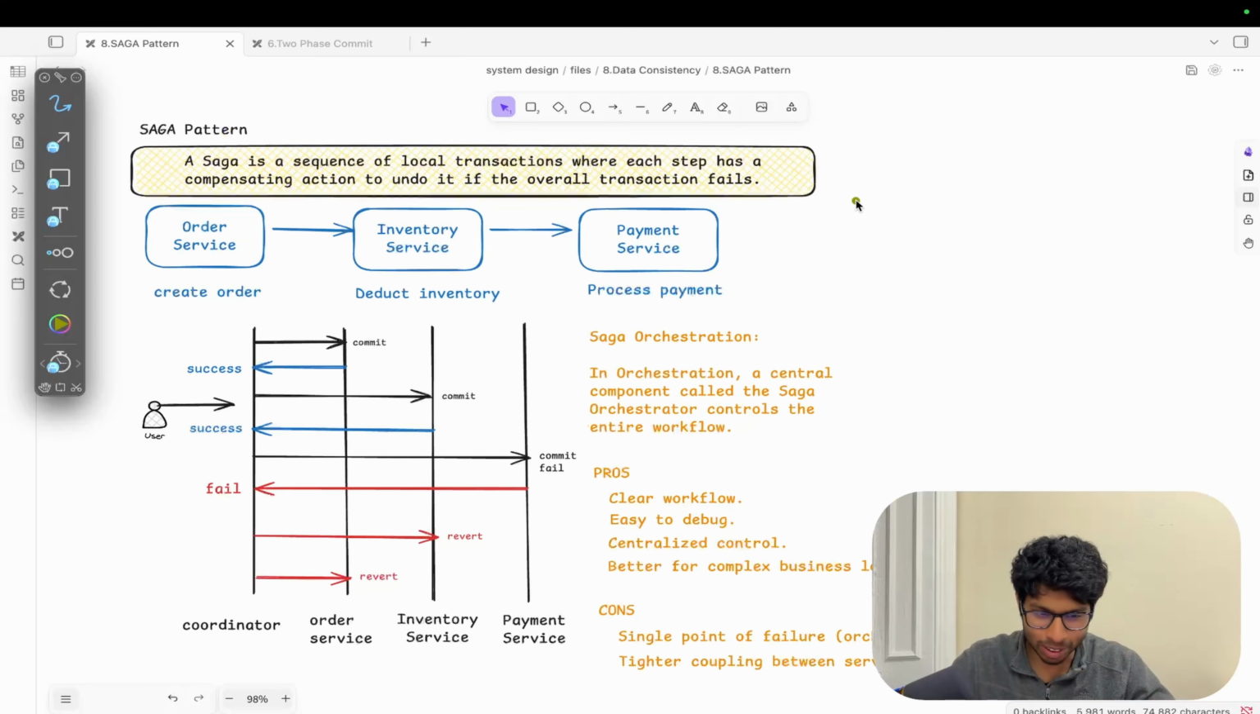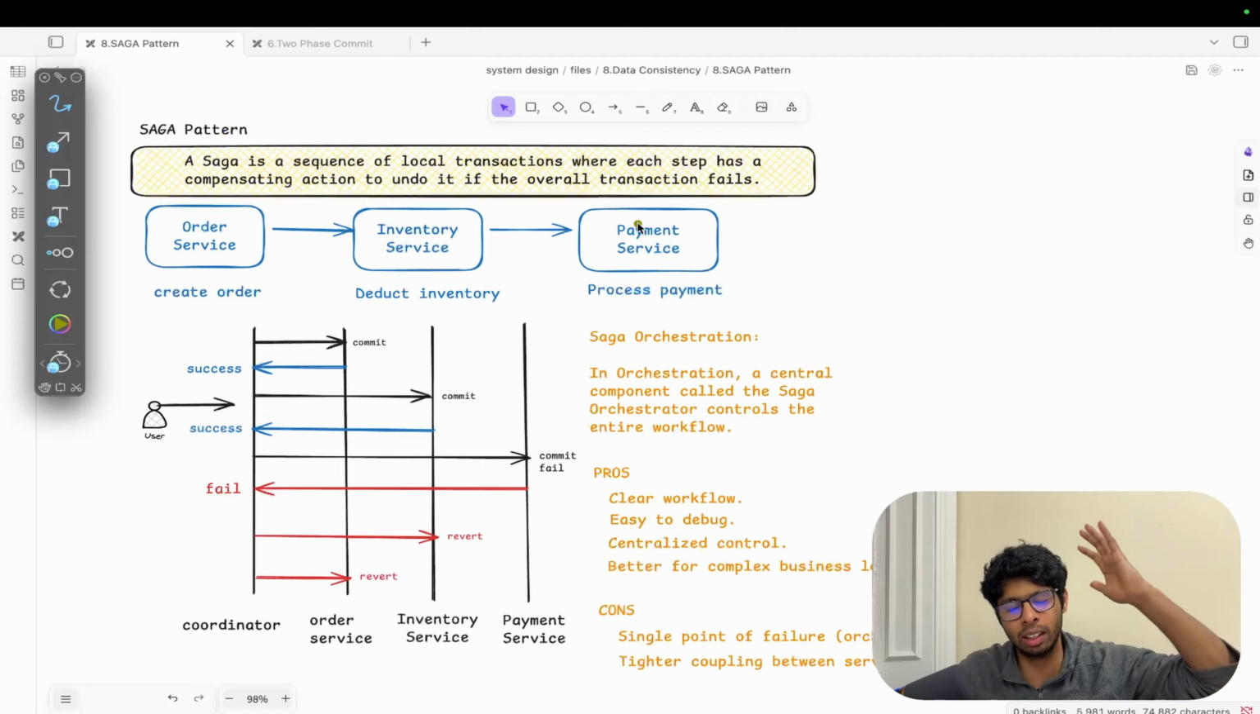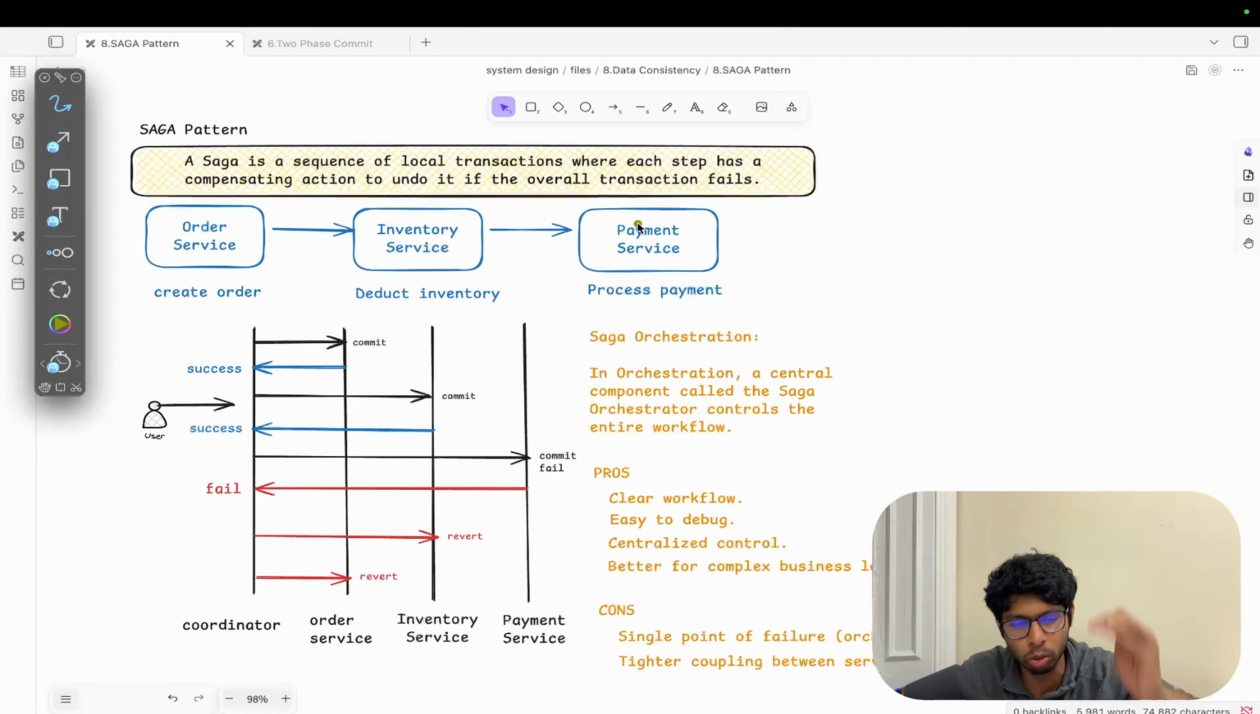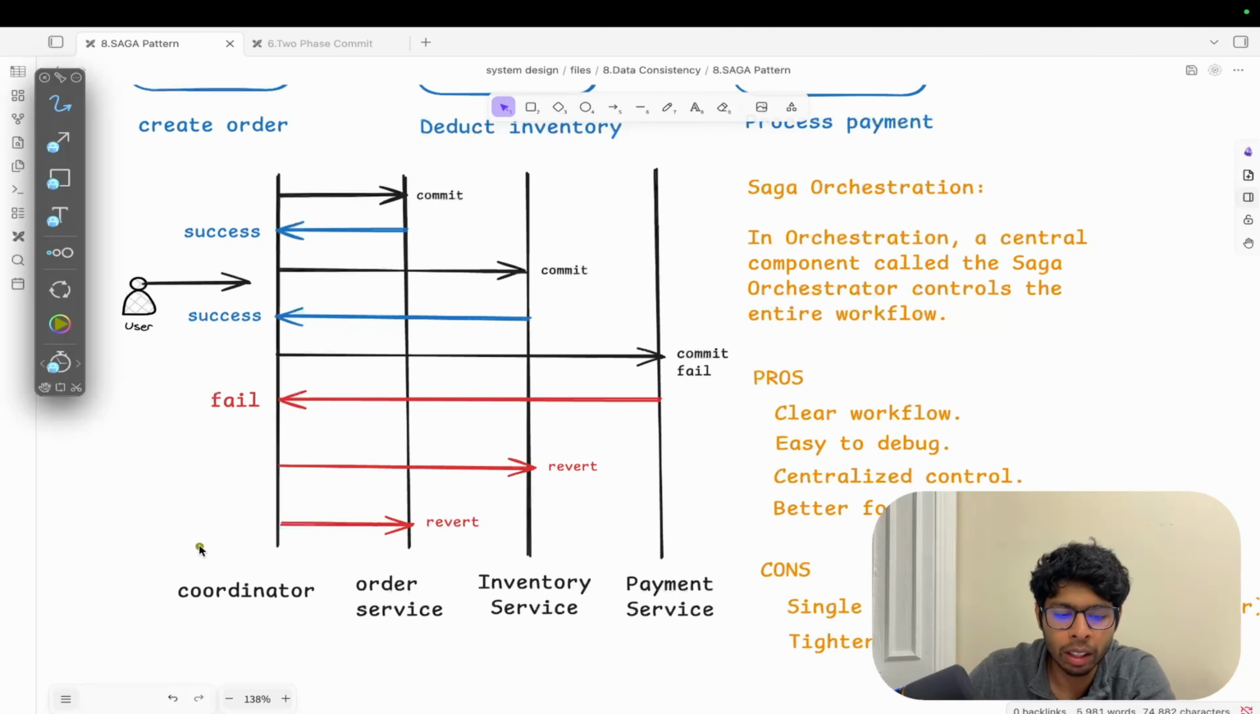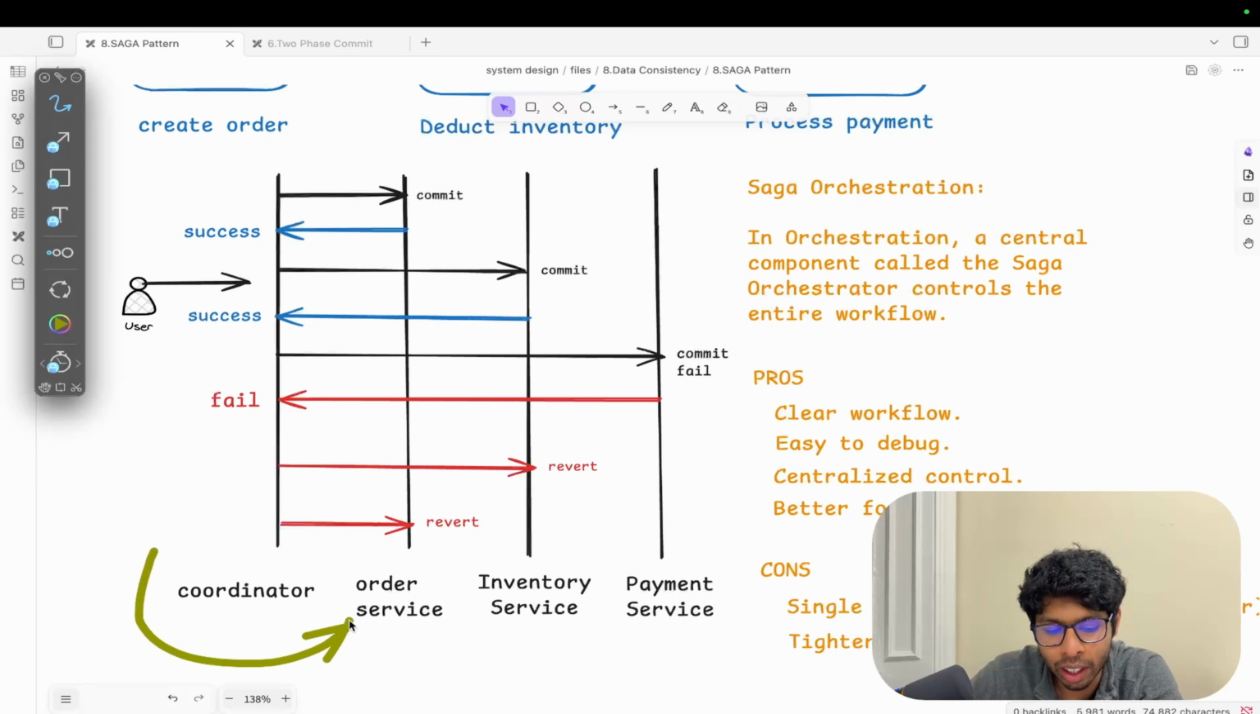I'll give you one simple example. We have three services: order service, inventory service, and payment service. The same example that we used in the three-phase commit and the two-phase commit. Now suppose that we are going to do a transaction. The request again first lands on the coordinator.